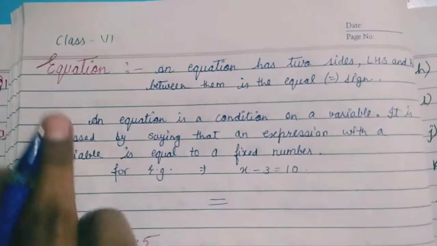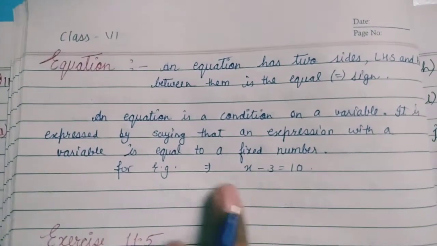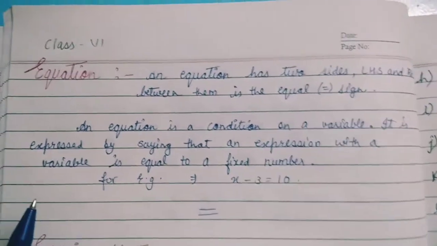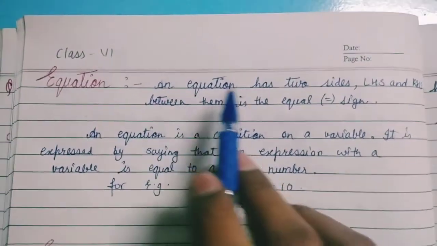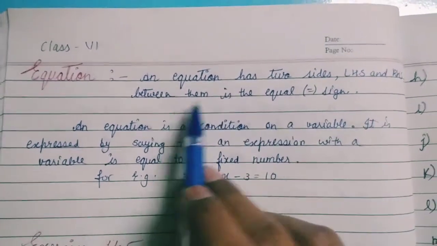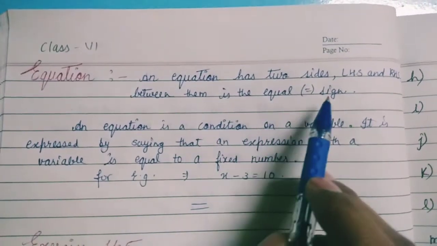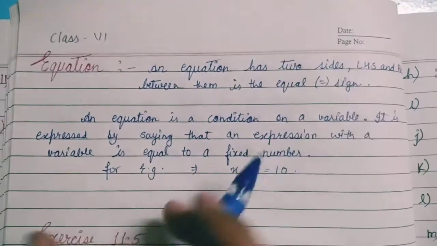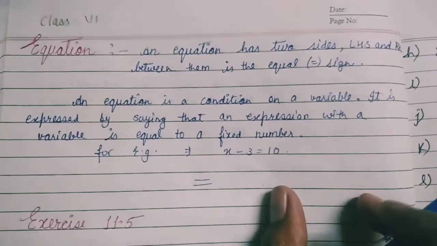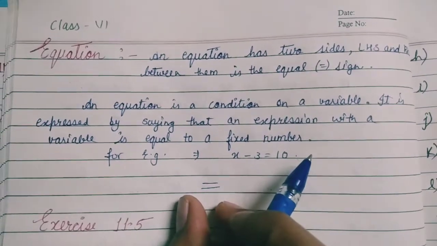Because with the expression what we have? Equal symbol. So you can see here I have already written the definition: an equation has two sides, LHS and RHS. Between them is the equal symbol. We have LHS side and RHS side, and in between LHS and RHS we have the equal symbol.